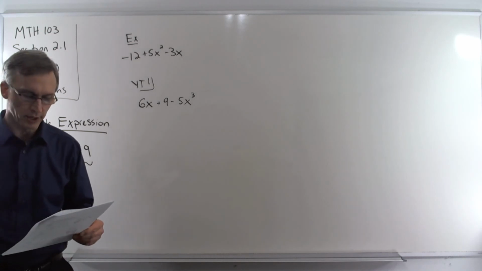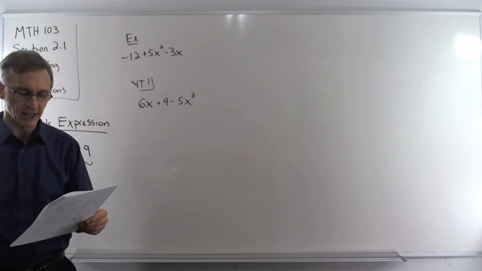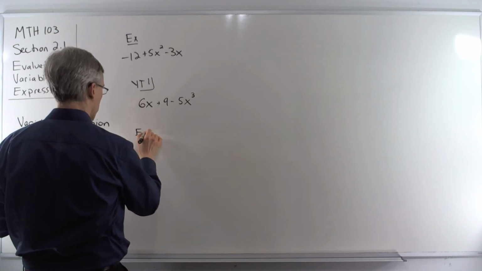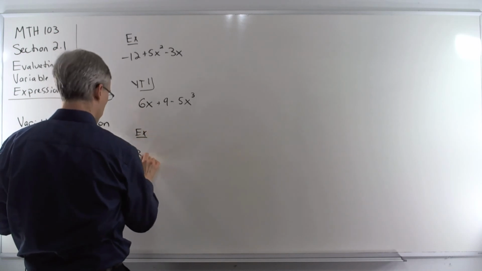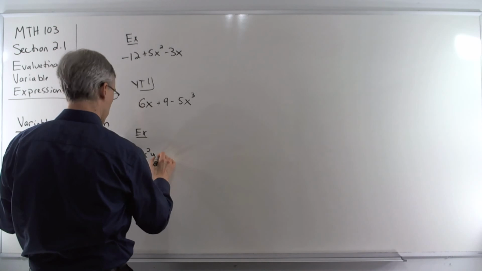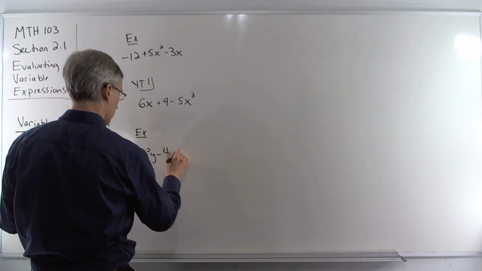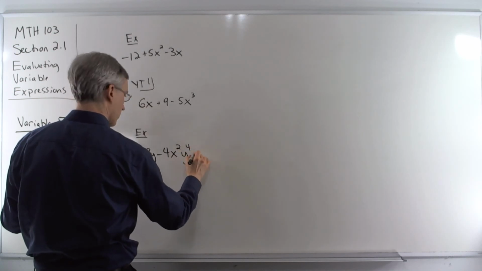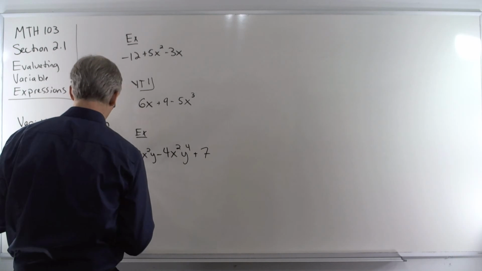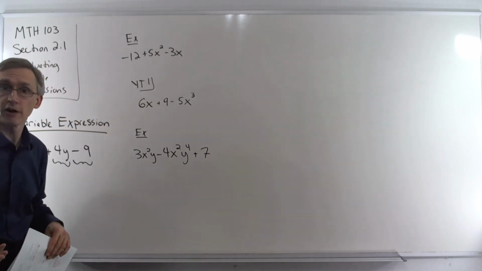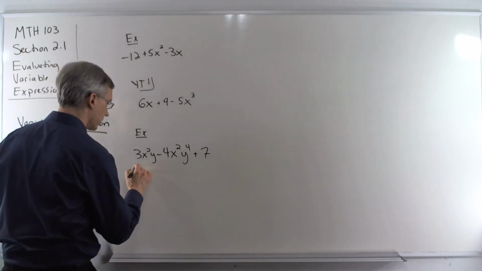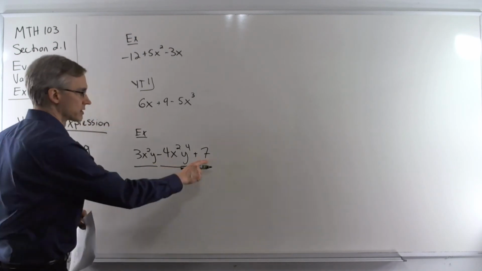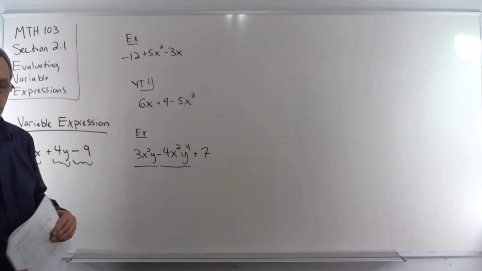Now in the next one, we're going to name the variable terms in the expression, and then we're going to identify the variable parts and the coefficients. All right, so there are two variable terms in this expression. There's 3x squared y and negative 4x squared y to the fourth. 7x is a constant term, so that's not a variable term.